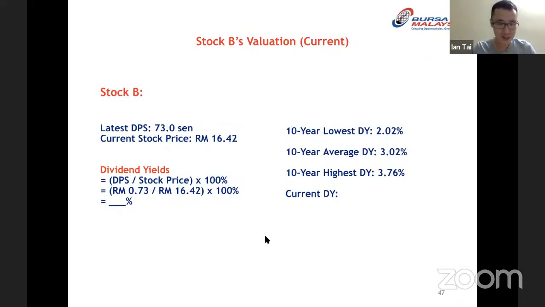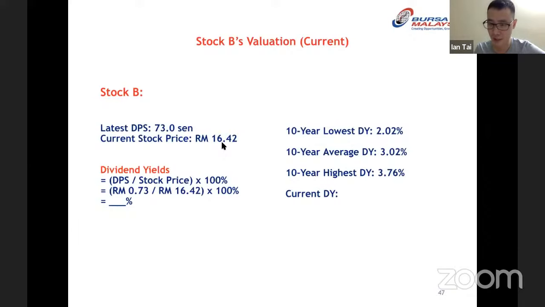All right, guys, help me to calculate the latest dividend yield for stock B. So how do we calculate? Very simple. Take the latest DPS figure, which is 73 cents, divide it by the current stock price, which is 16.42. Take 73 cents and divide by 16.42. Guys, what would be your result?